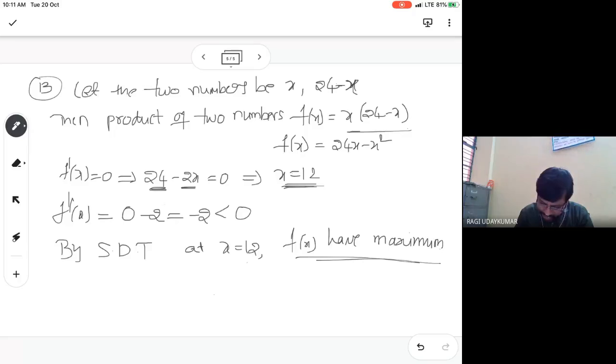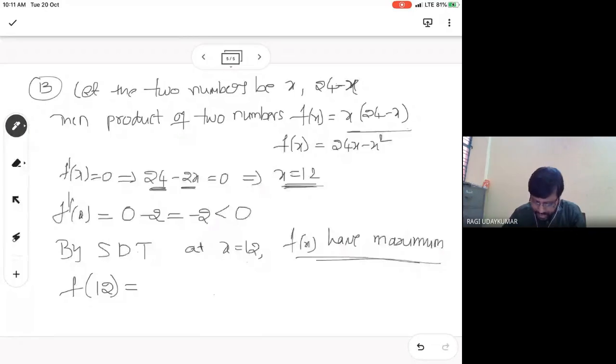Okay, so now whenever you use the second derivative test, at that particular point 12, what is the function value you are going to have? So by the second derivative test, you can say that the product of two numbers is maximum at x is equal to 12. Find the two numbers, बोल रहे हैं ना, so at x is equal to 12, finding f of 12 is not necessary. The maximum product कितना है वो find out करने के लिए नहीं बोल रहे हैं. What is it asking you to find out here?